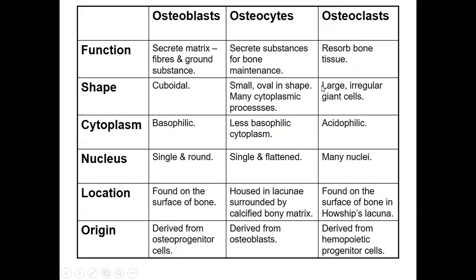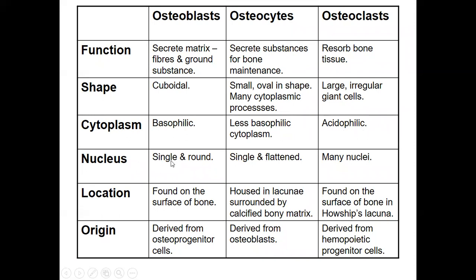And the osteoclast is a large, irregular giant cell. Irregular shaped, and giant means very large, huge in size. For cytoplasm, the osteoblast is basophilic, bluish in color. The osteocyte has less basophilic cytoplasm. For the osteoclast, it is acidophilic, more pinkish in color.